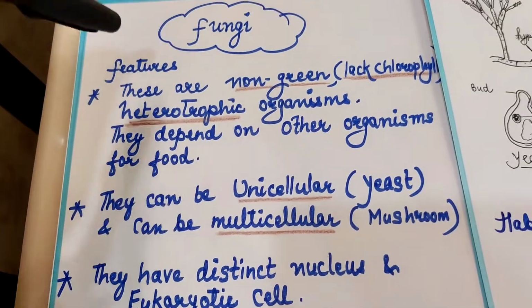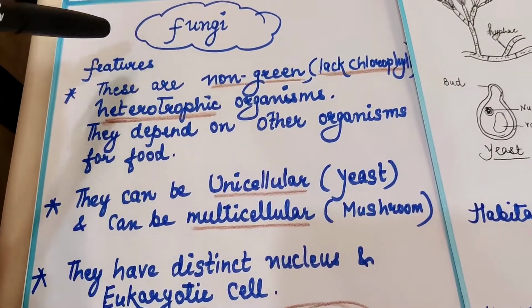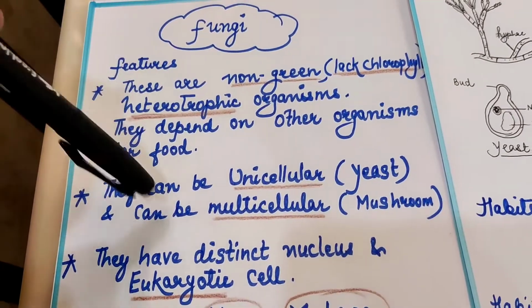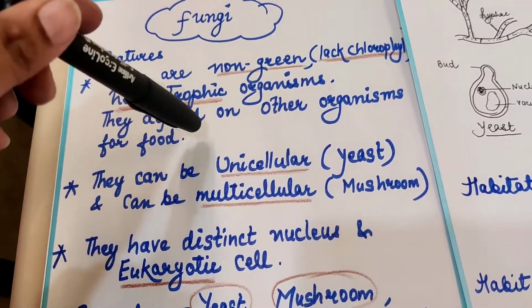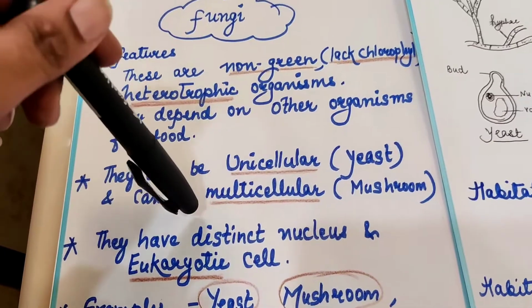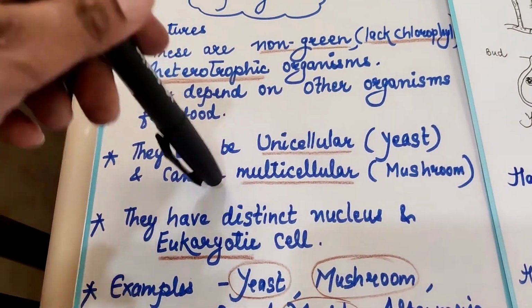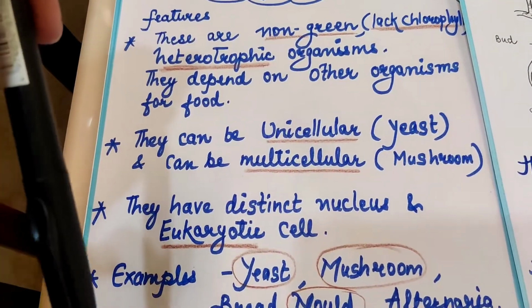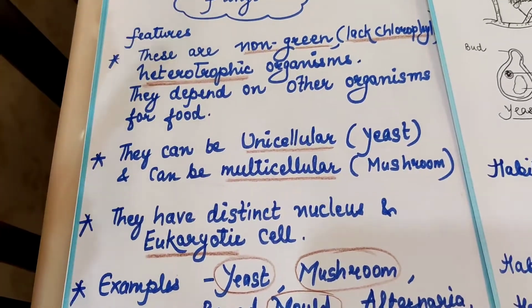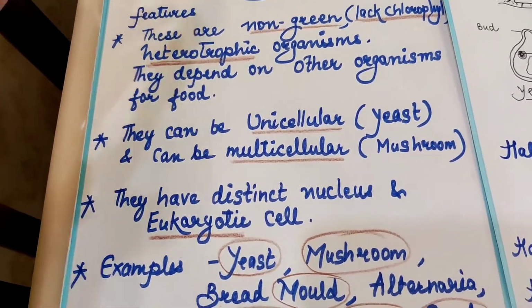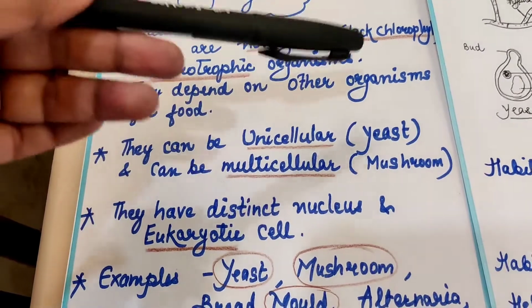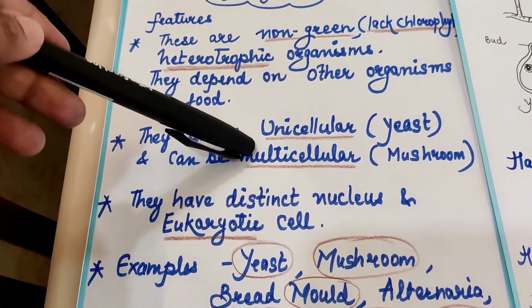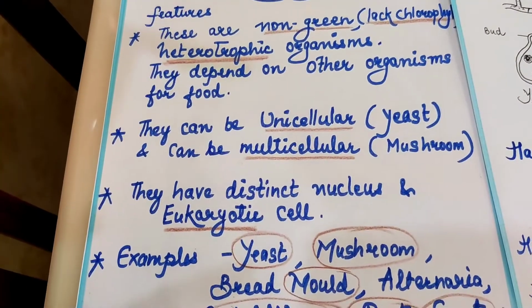Now what about the cellular structure? As far as fungi are concerned, they can be unicellular, that is made up of one cell, and they can be made up of many cells, that is, multicellular organisms. Definitely the mind goes with the example: the unicellular example is the yeast, and the multicellular organisms are the mushrooms.